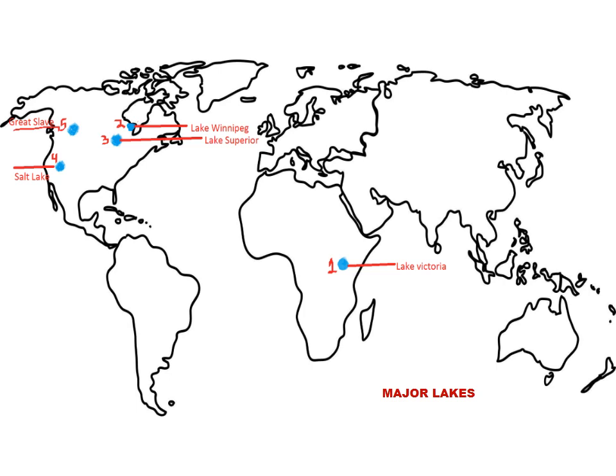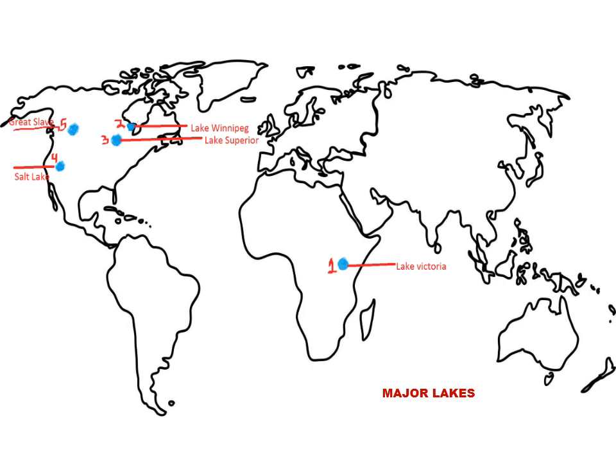Then we have Lake Winnipeg at number two, and it is near Canada. The city in Canada called Winnipeg, the lake extends up to there. Then the third one is Lake Superior, and this Lake Superior is the largest freshwater lake in the world.